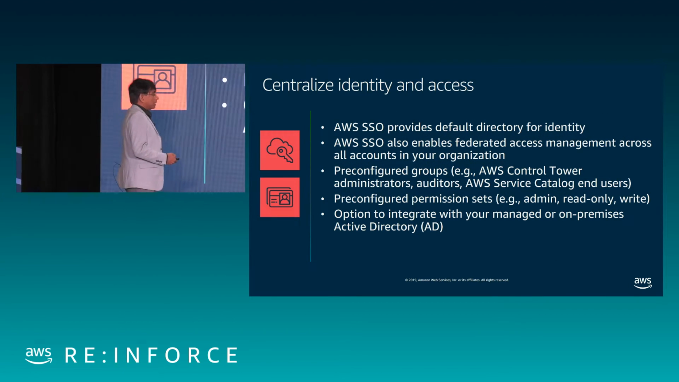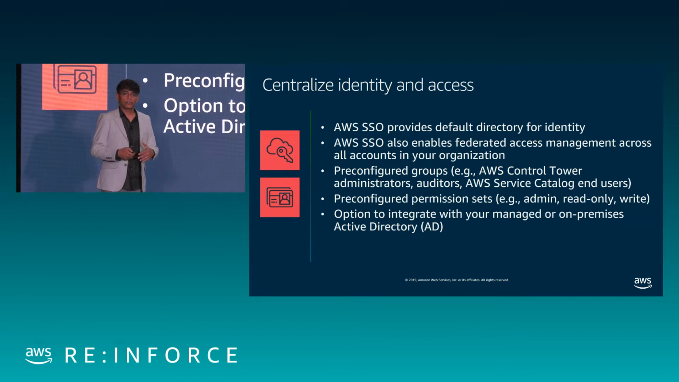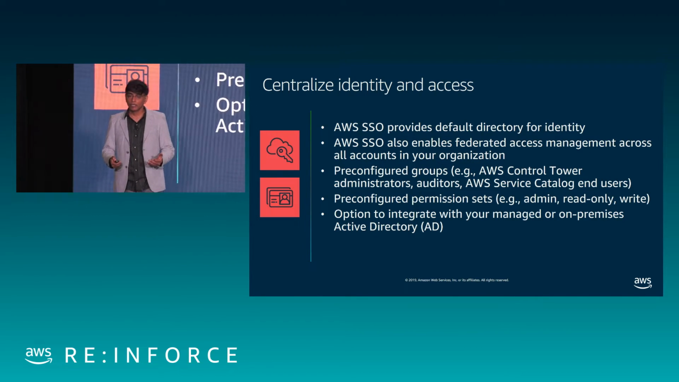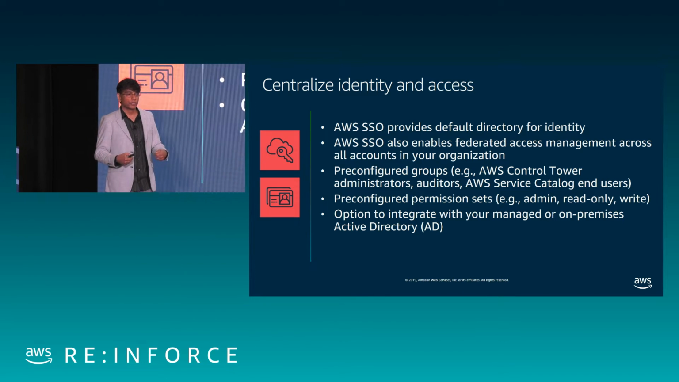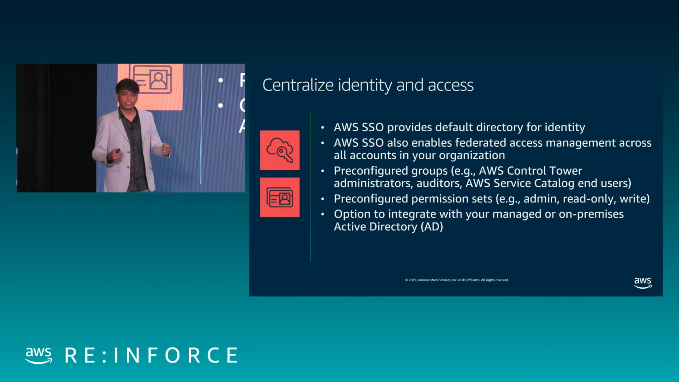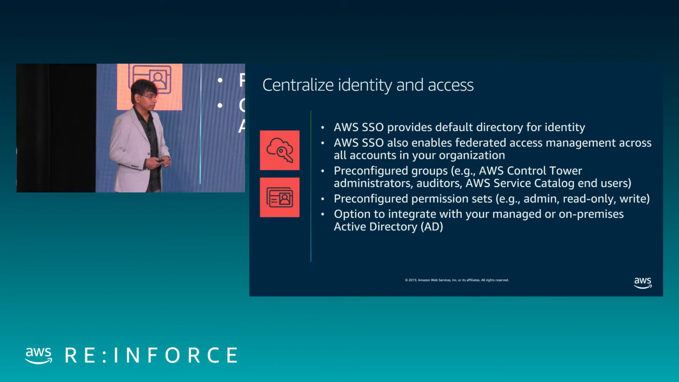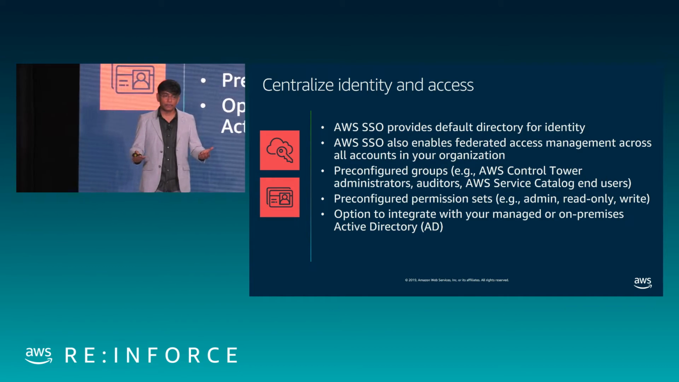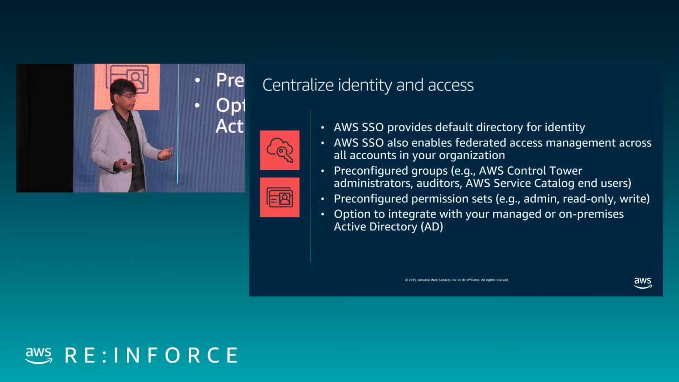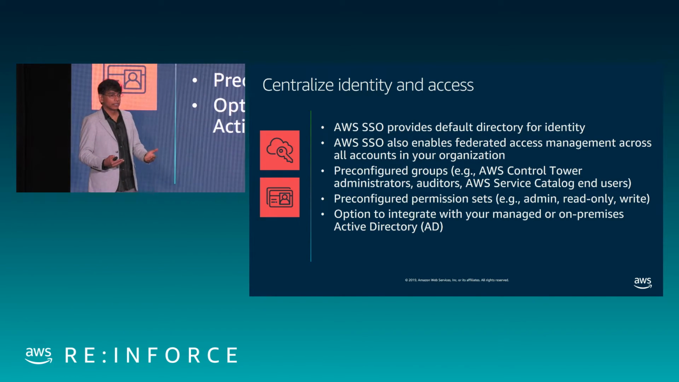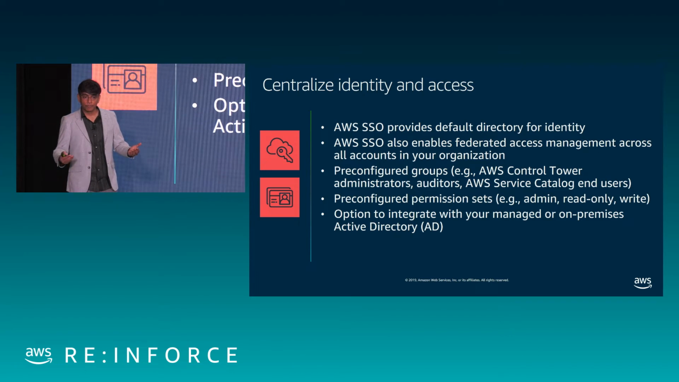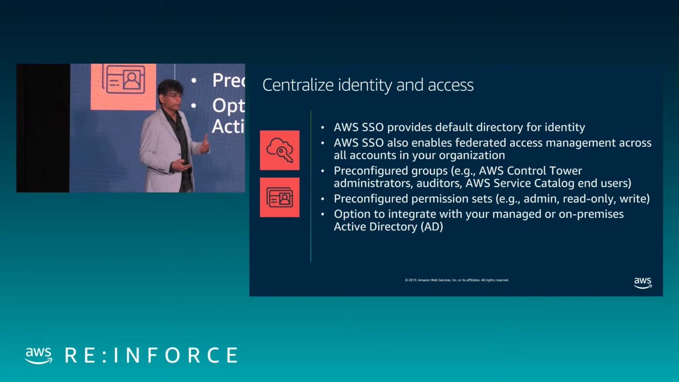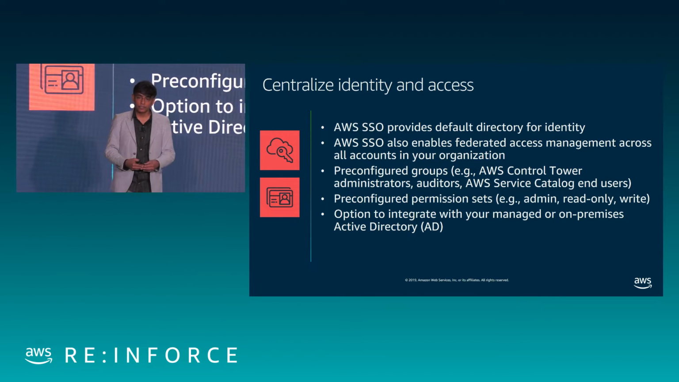I talked about how identity and access management is automatically configured for you. And what Control Tower does is provision AWS SSO, which provides a default directory where you can manage your users and groups on the cloud. And SSO, by its nature, also provides federated access management. And every account that's provisioned within your organization is now going to be automatically set up with federated access management for the groups and the users that you configure.